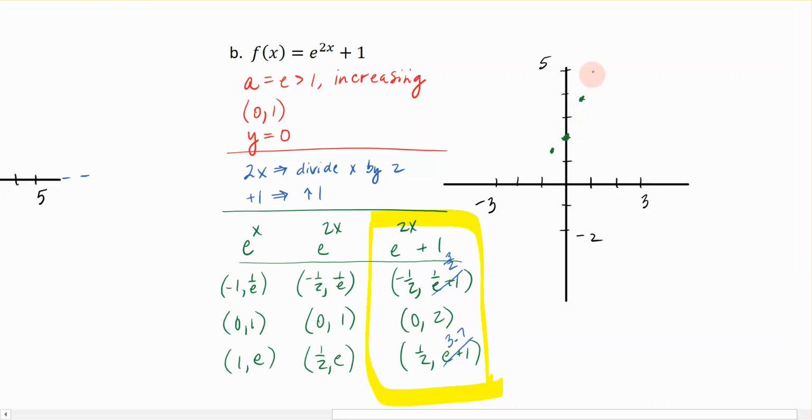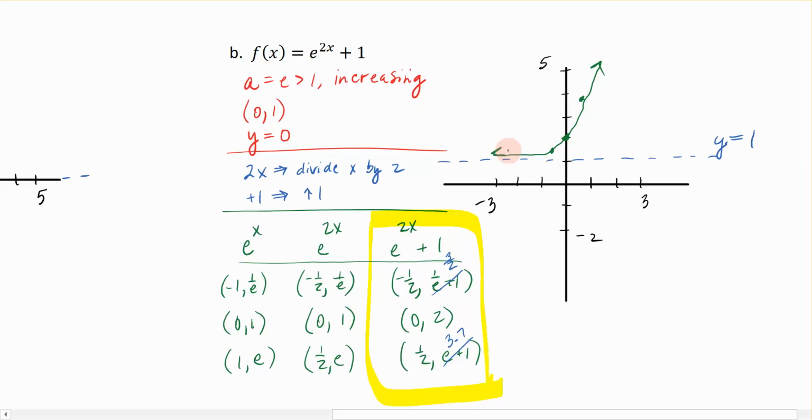Now I have my points on here, but the next thing I need to understand is what happened to that asymptote. If my entire function shifted up by 1, then that means that the asymptote also shifted up by 1. So let's sketch that on here as well. I have a horizontal asymptote that shifted up by 1, so we now have a horizontal asymptote at y equal to 1. And now I can sketch my function, which looks something like that.